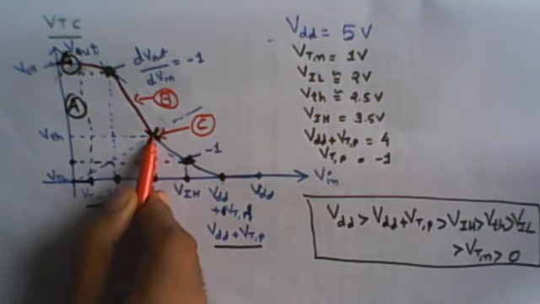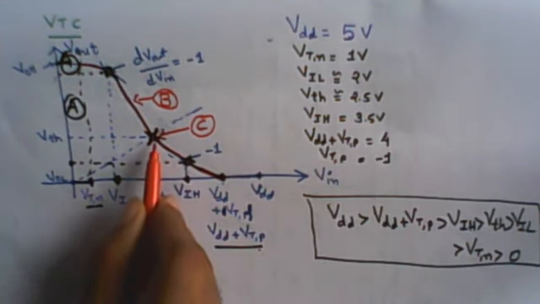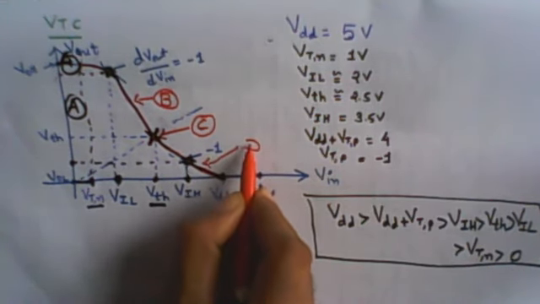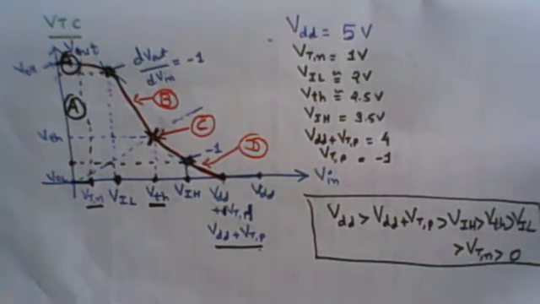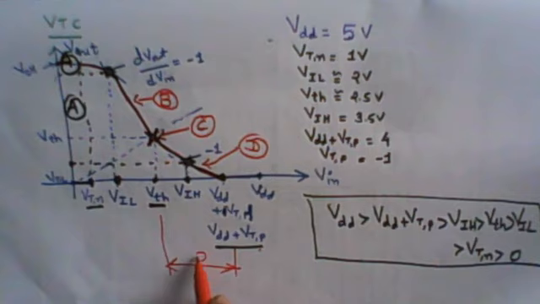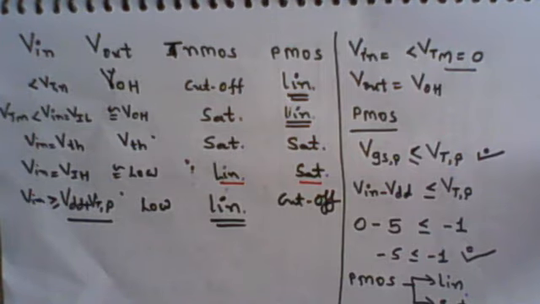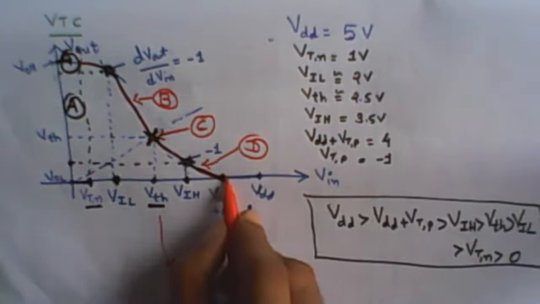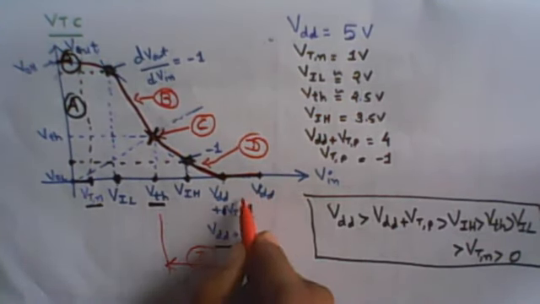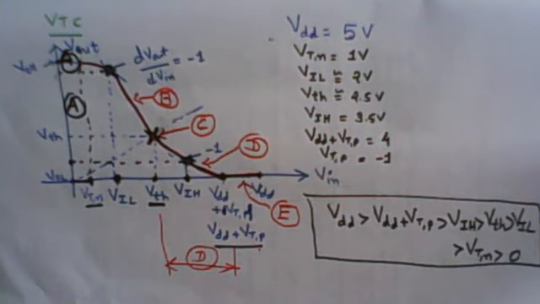Now when the input is greater than the threshold VTH and up to VDD plus VTP, let me call this range D. In this range of input, the nMOSFET operates in linear and the pMOSFET operates in saturation. Now when input is greater than VDD plus VTP and up to VDD, in this region, the pMOSFET operates in cutoff and the nMOSFET continues to operate in linear.